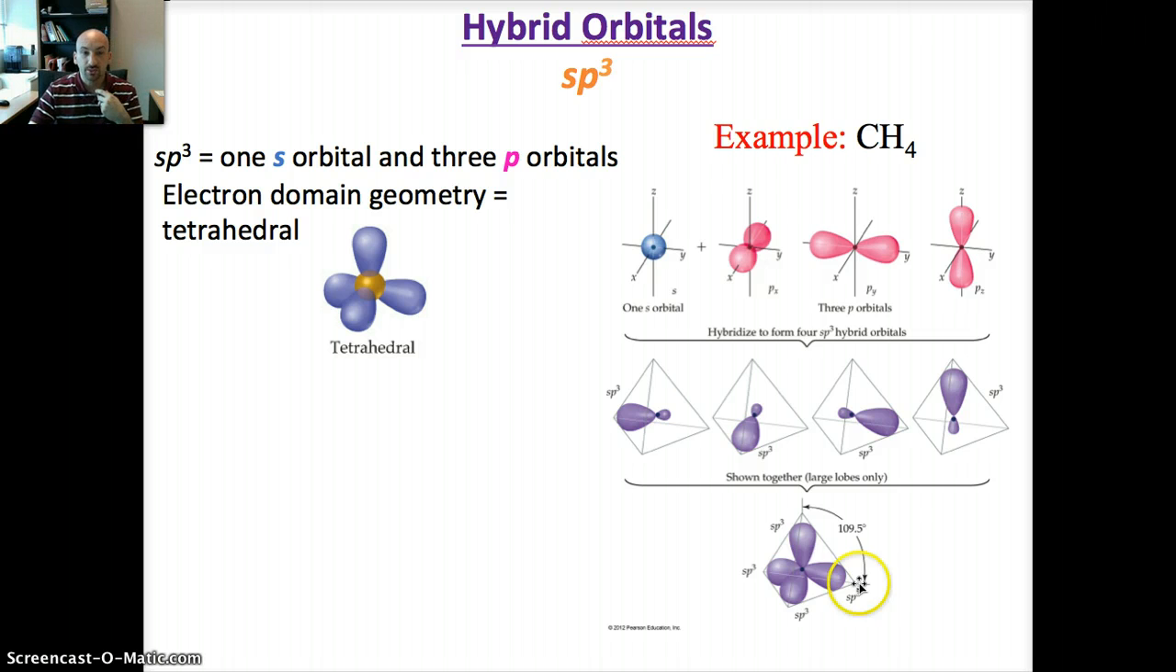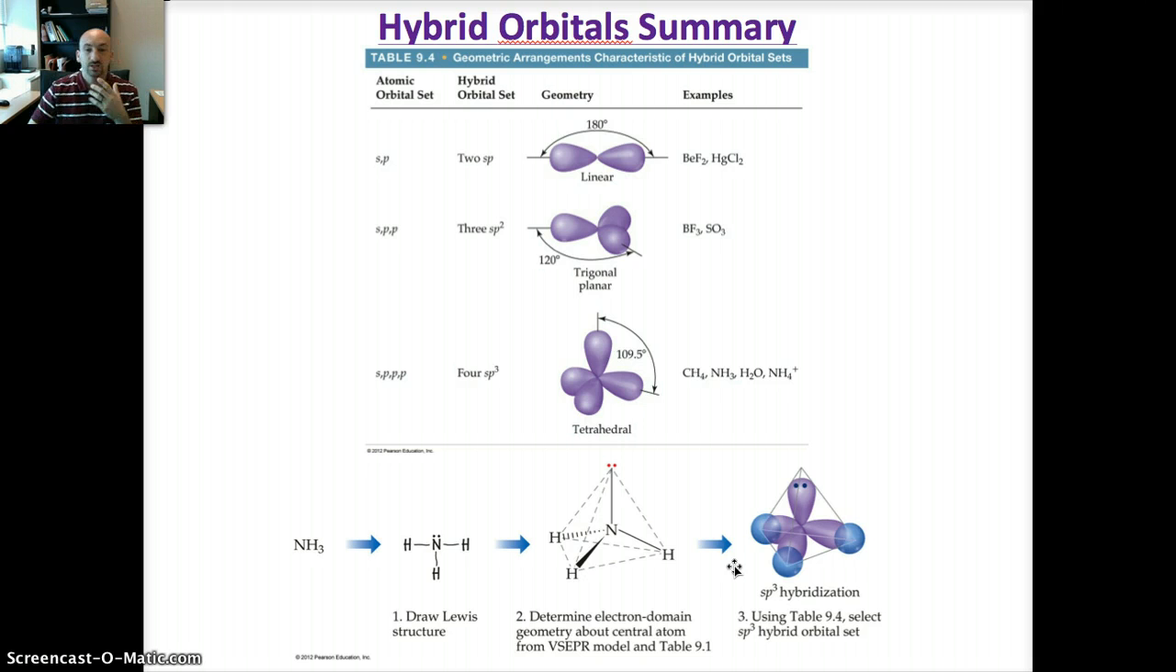We can also have sp3, where we have one s and three p orbitals. That forms four sp3 orbitals, since we had four atomic orbitals initially. Those come together to form this tetrahedral structure. So we can look at a summary of this, where we have our atomic orbitals, the hybrid orbital set, what geometry that gives, and the degrees of separation between those compounds.